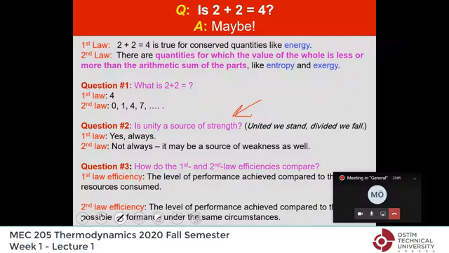And if you compare the efficiencies of the first law and the second law, the first law efficiency is the level of performance achieved compared to the resources consumed. But the second law efficiency is the level of performance achieved compared to the best possible performance. That is, you compare the actual performance to the best possible performance under the same circumstances. And the end result is, of course, perfection there.